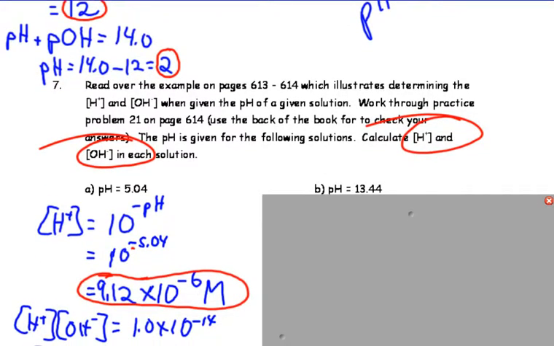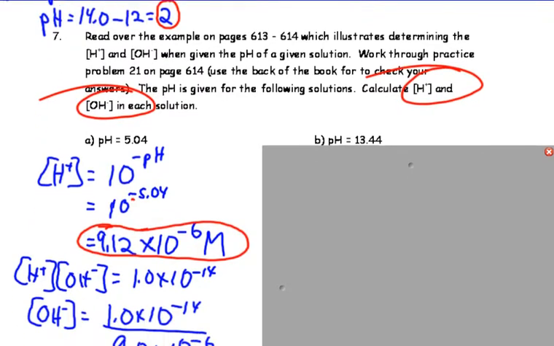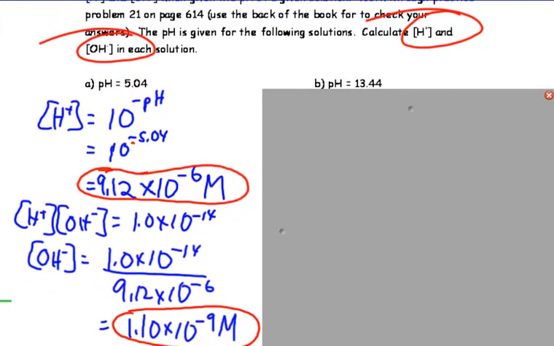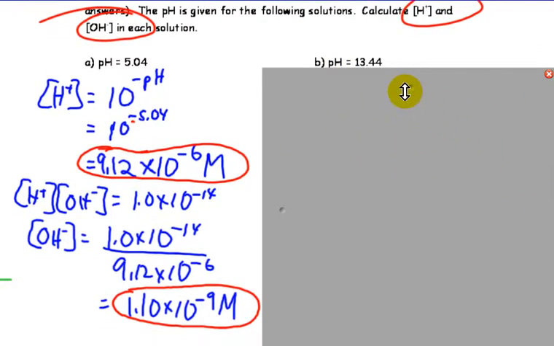And then of course figure out the hydroxide ion concentration. I have my ion product, H times OH equals 1.0 times 10 to the minus 14. So divided by my H, and I get 1.10 times 10 to the minus 9 molar for hydroxide. So maybe pause the video, you try this side, same type of calculation.